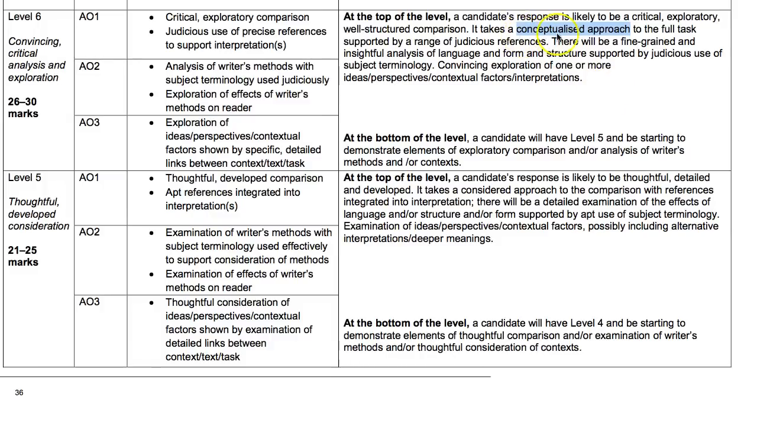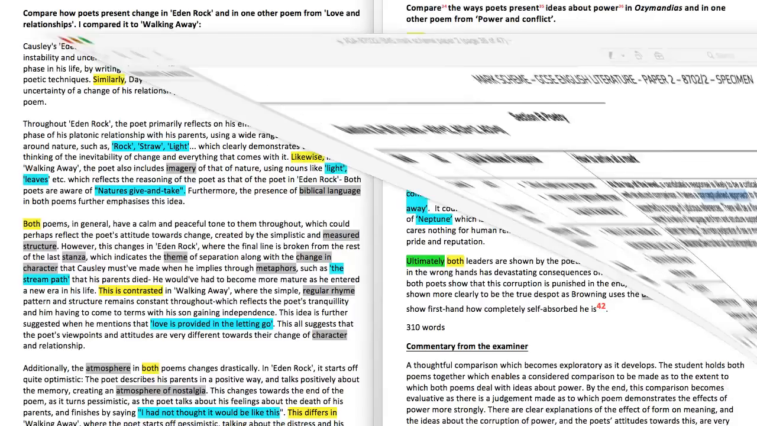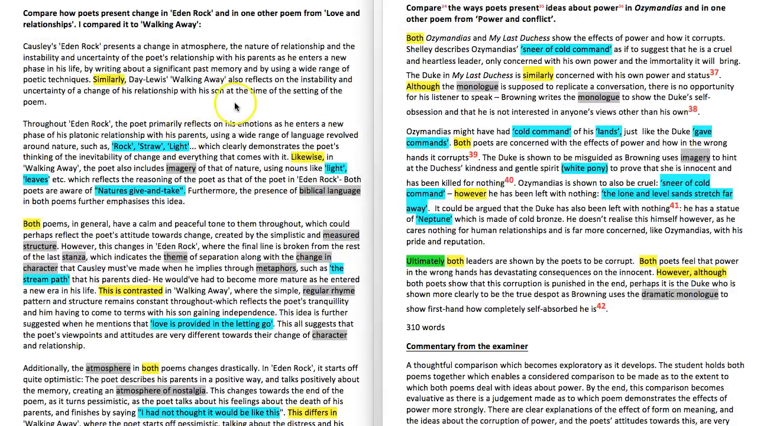Okay, the next thing the examiners want is a conceptualized approach. And though they don't explain what this means, I can easily show you. It's basically talking about the poet's purpose. And the place to do that is right at the beginning, your first paragraph.